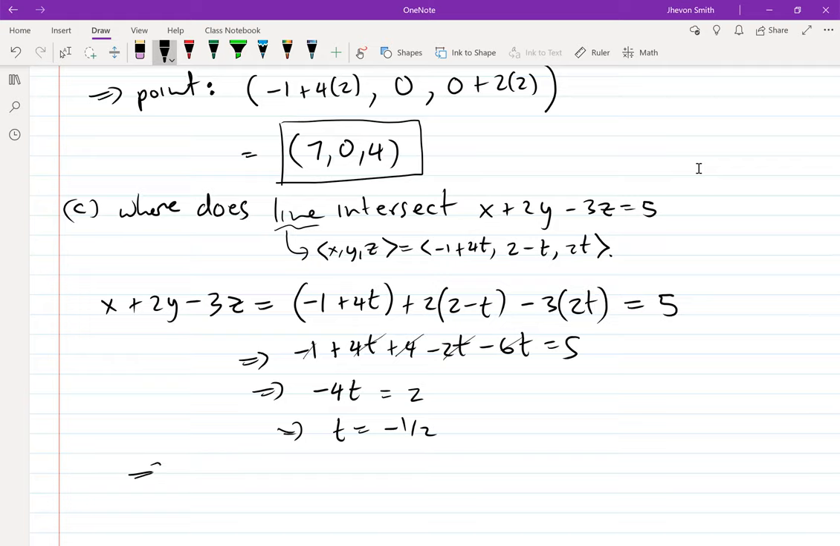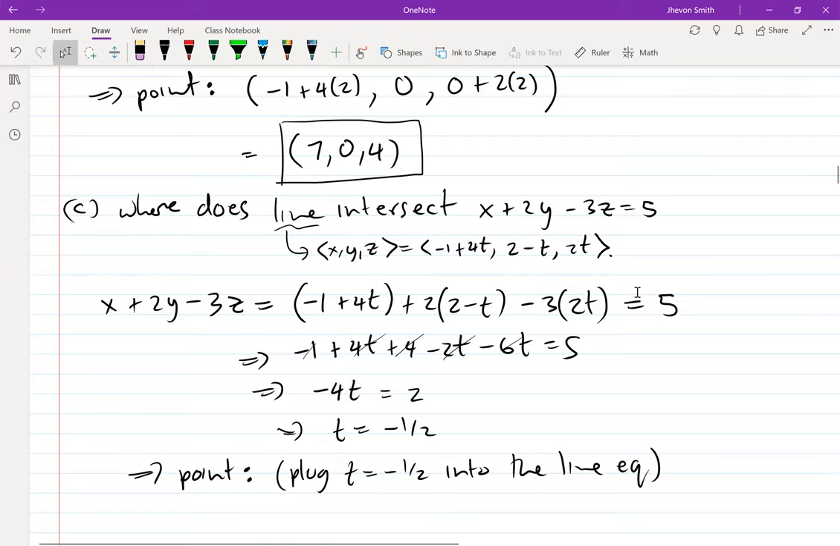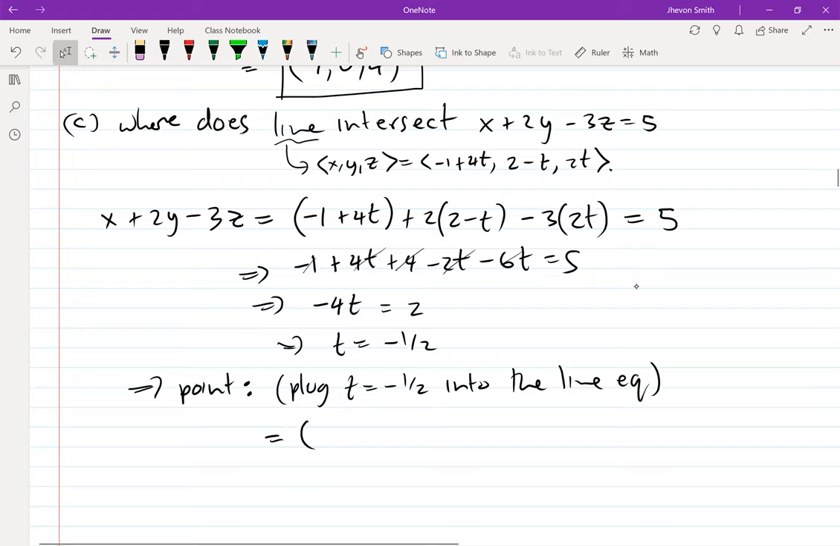And so now you want to figure out the point. The point is going to be, plug t equals minus 1/2 into the line equation. That's going to give you the point. So minus 1/2 plugged in here, that'll be minus 2 minus 1, that's minus 3, comma, minus 1/2 goes in here, that's 2 plus 1/2, that's 5 over 2, comma, plug it in here, you get minus 1.